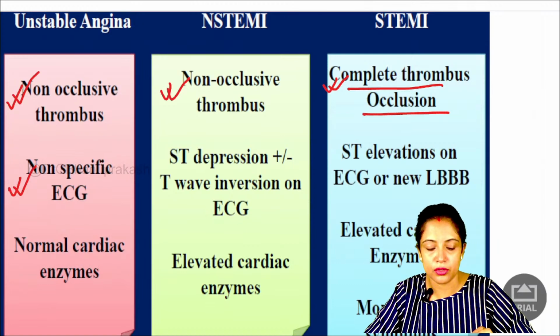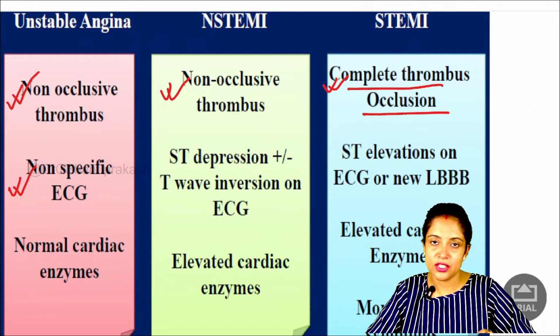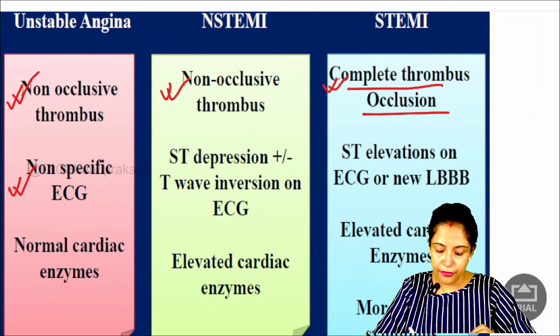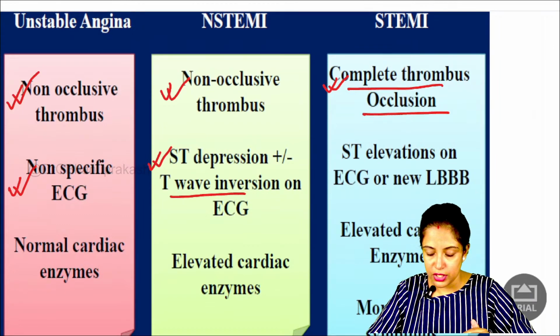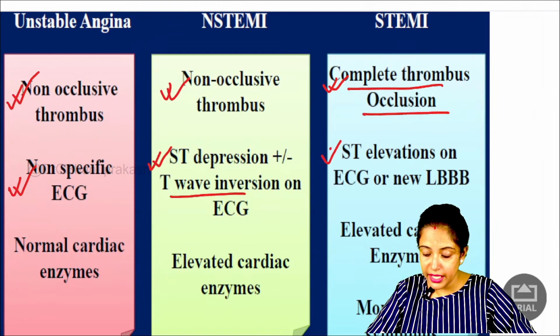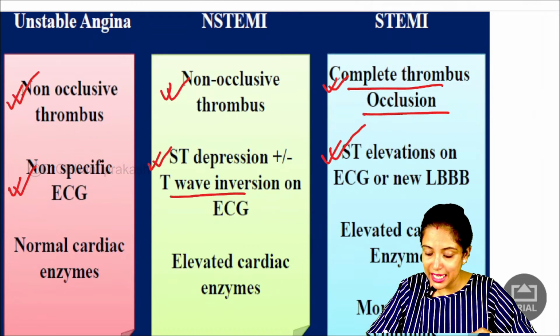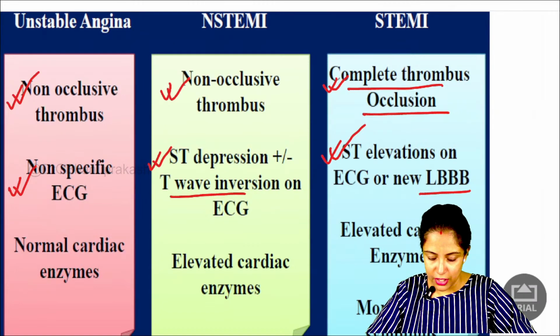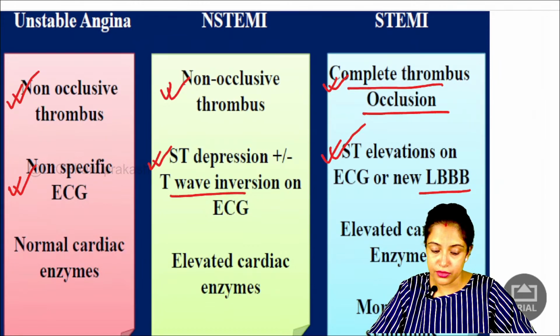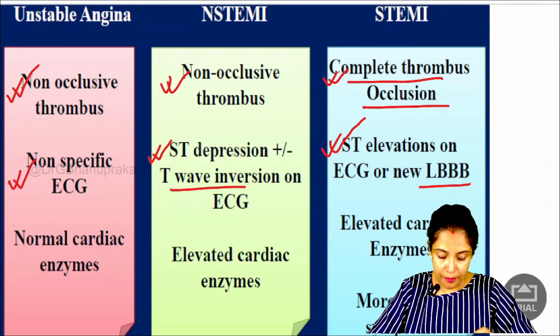ECG changes: if we talk about unstable angina, ECG changes are non-specific. Whereas in case of NSTEMI, there is usually ST depression plus T inversion. T inversion may or may not be there, but ST depression is there in the ECG. In case of STEMI, as the name suggests, there will be ST elevation or there will be a new onset LBBB. LBBB stands for left bundle branch block. Okay, this is the ECG picture of these three types of acute coronary syndrome.